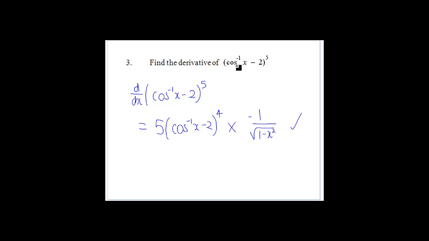Find the derivative of inverse cos of (x minus 2) to the power of 5. Well, again, all our rules apply as was done before. So this one would be a case of let's apply the chain rule. So 5 comes down, inverse cos of (x minus 2) to the power of 4, because we subtracted 1 from the power. The derivative of inverse cos is minus 1 on the square root of 1 minus x squared, and the derivative of 2 is 0. Leave it like that. That's all we need to do.